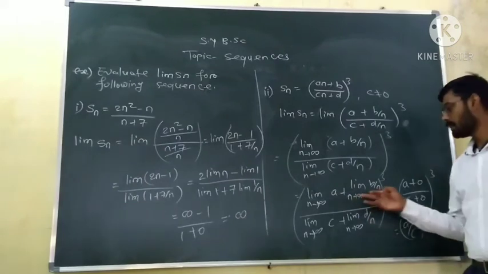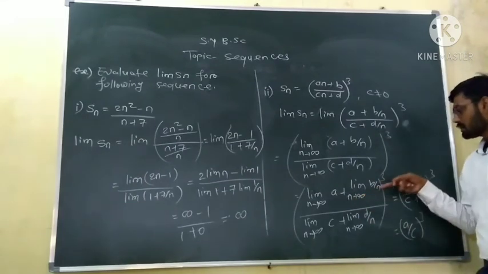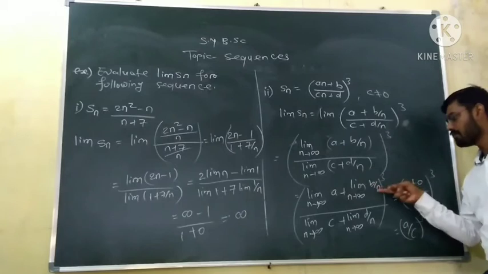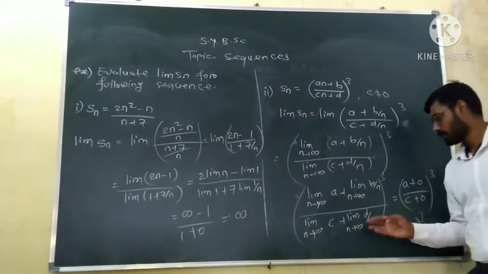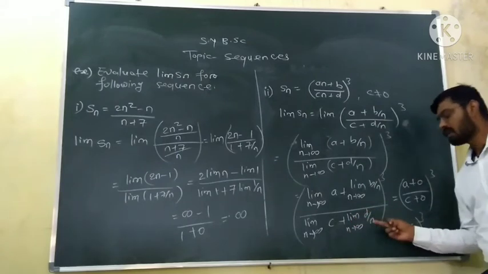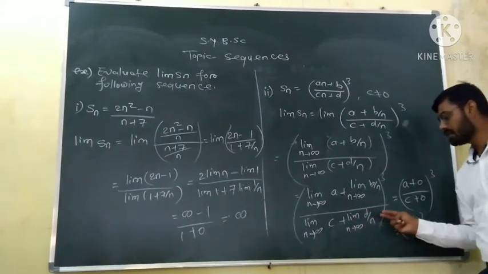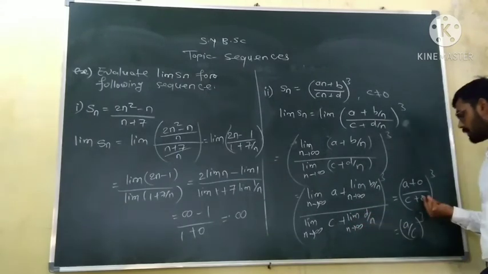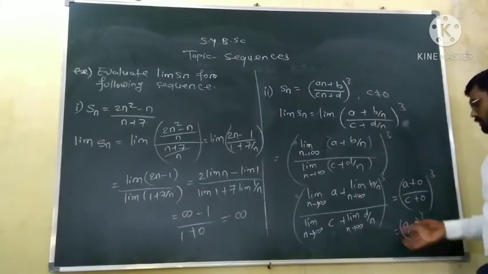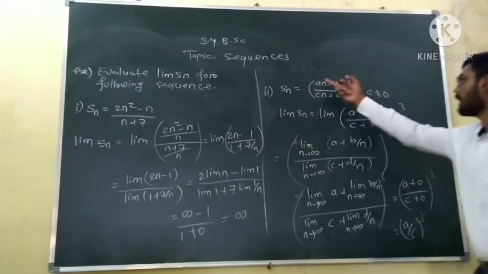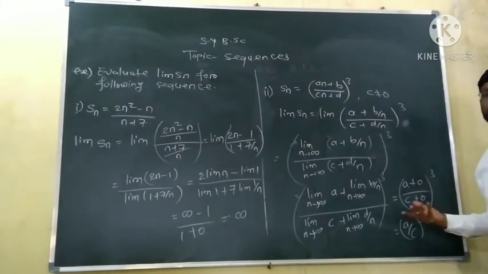See, as n tends to infinity, the denominator is tending to infinity, so b upon infinity tends to 0. Similarly, the other way, we can take d outside. Limit of 1 by n as n tends to infinity is 0, so d into 0 is 0. So this becomes 0 and cube of the whole bracket. So limit of this is a by c whole cube.